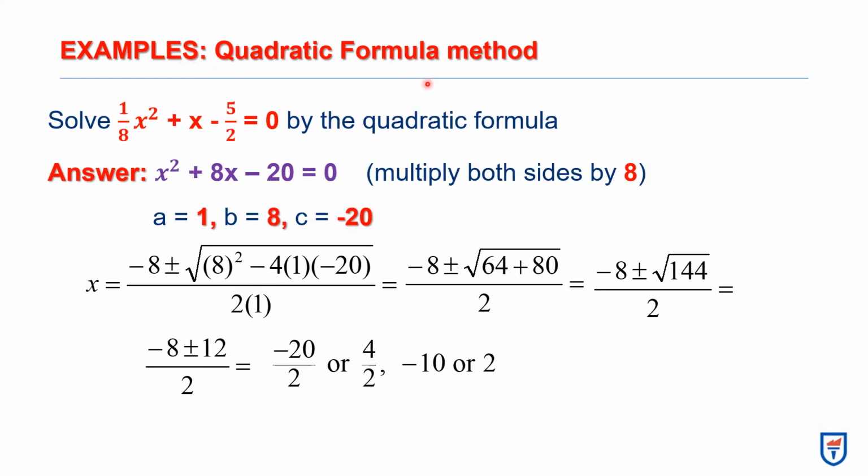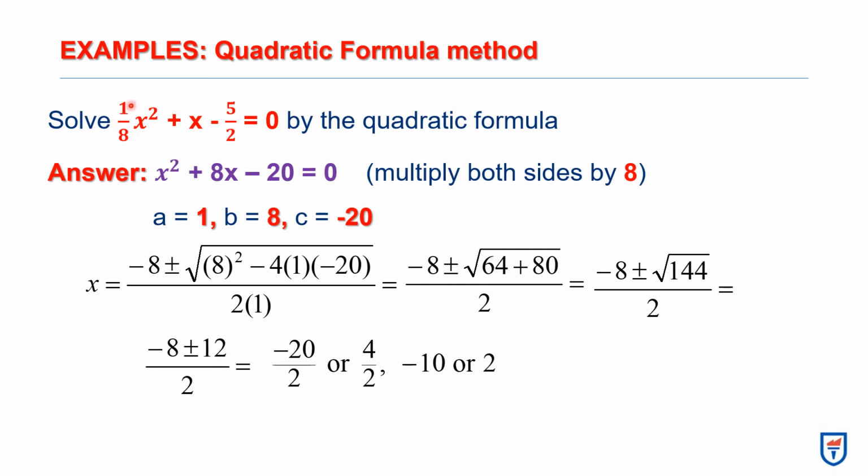Let's look at another example for solving quadratic equations using the quadratic formula. We have the question that says solve 1 over 8 x squared plus x minus 5 over 2 equals 0 by the quadratic formula. We can either choose to eliminate the fraction, or we can substitute these fractions exactly. We can identify this fraction as our a, b as 1, and c as minus 5 over 2. But to make life easier, we can eliminate the fraction by multiplying each and every term by the highest common multiple of the denominators, which is 8.